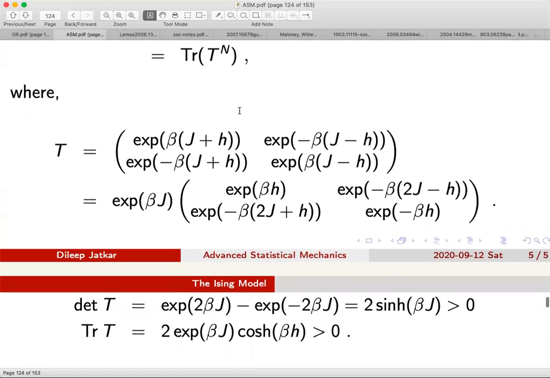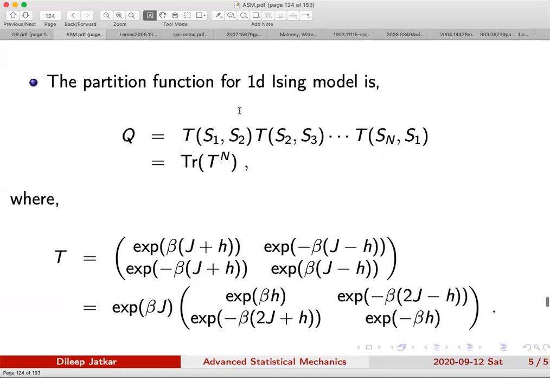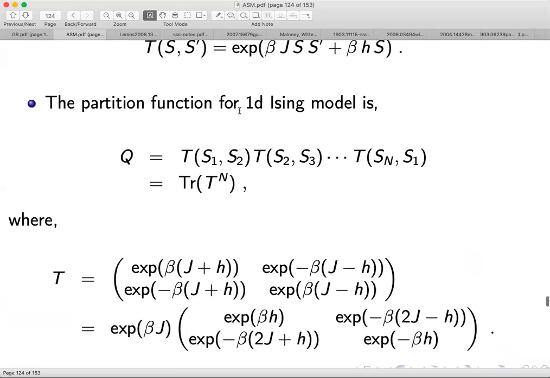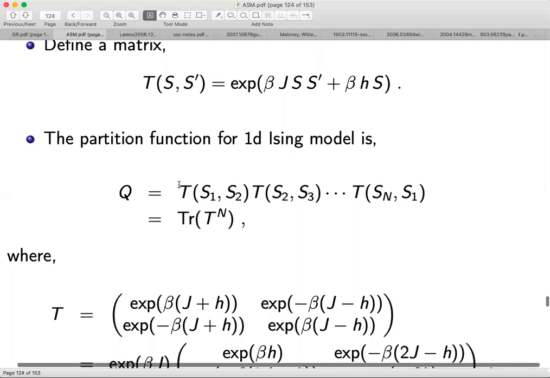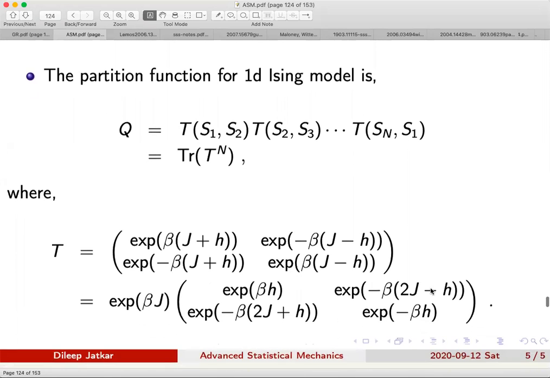I think there will be a sum over all spins. Last time Aman pointed out this partition function. Yeah, but I have written it in matrix form. If I write T in the matrix form, then there is a sum over all spins already. I don't have to write the sum again because it is all included in the matrix.